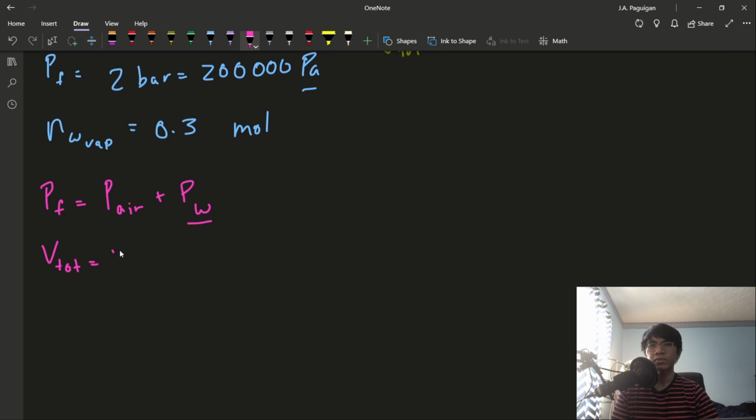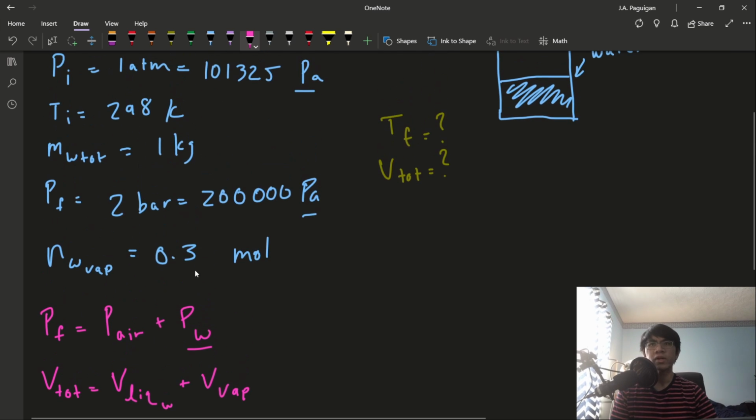So volume total, we have our volume of our liquid water, and we also have volume of our vapor. Let's just call it vapor. Since we know it's going to be two gases, but we're just going to generalize to the vapor. All right, what else do we know from our knowns?